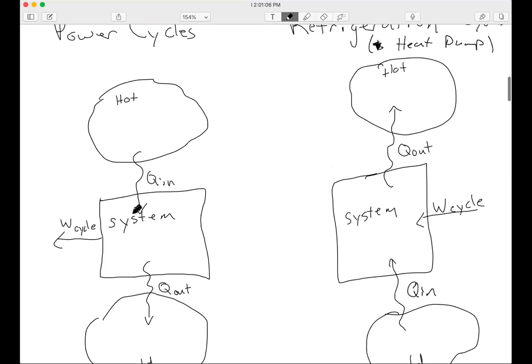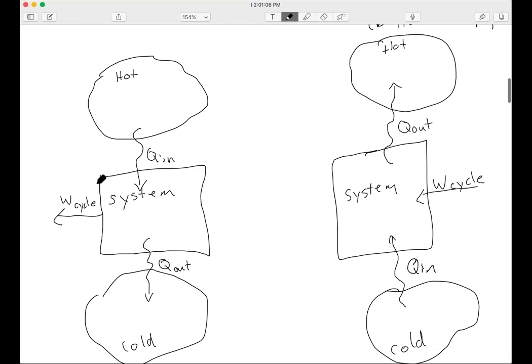So in the case of a power cycle, all power cycles operate between at least two reservoirs, and one of them will be hot and one will be cold. So think of this in a train. The hot reservoir could be the boiler. The cold reservoir could be the air around the train. And the system would be the water in the pipes. So it draws in heat from the boiler, the hot reservoir, produces work to power the train, and then ejects in exhaust or steam or whatever. It cools into the air. So there's always waste, and that's a power cycle.